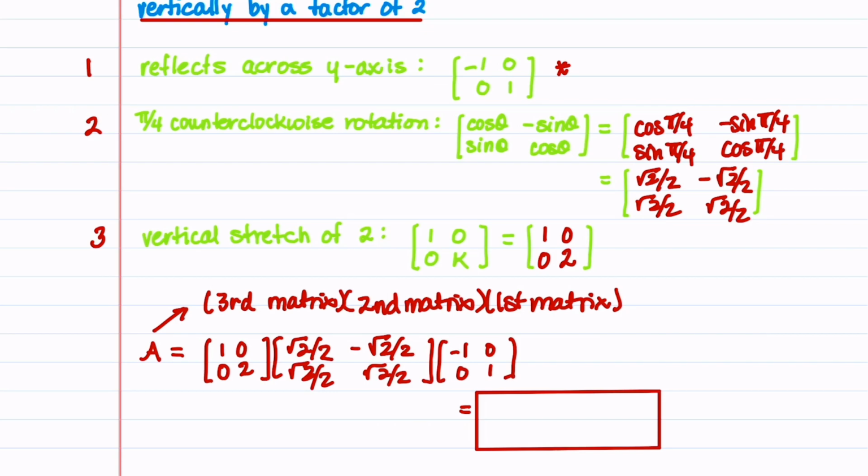When we multiply these out, we end up with this matrix. And that is the matrix that we would use to take a vector, reflect it across the y-axis, rotate it by pi over 4 counterclockwise, and then stretch it vertically by a factor of 2. And it's really nice that we can do all 3 of these transformations with just one matrix multiplication.